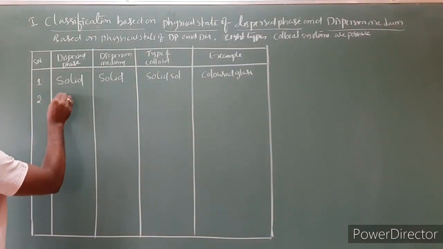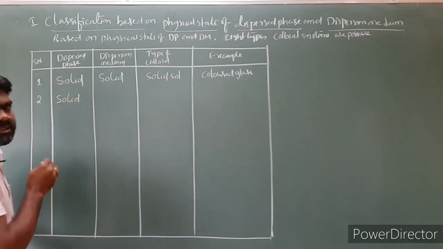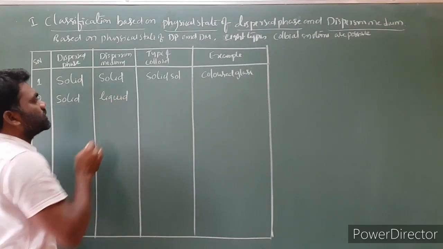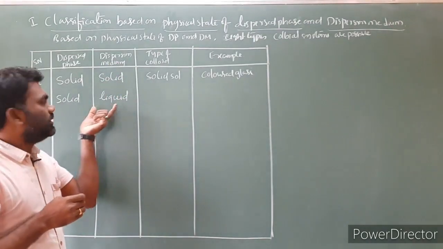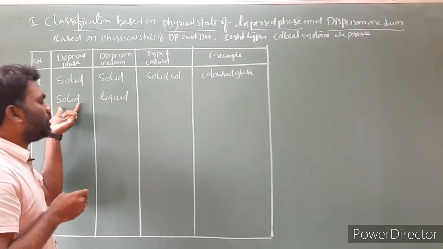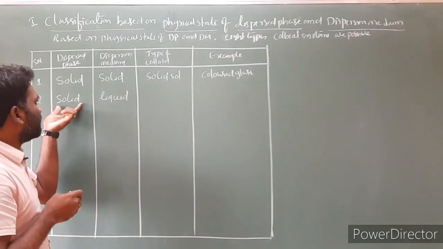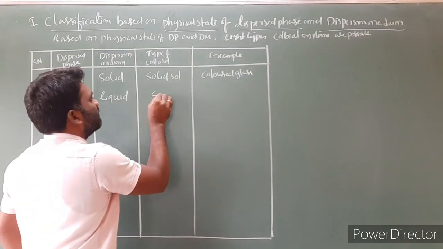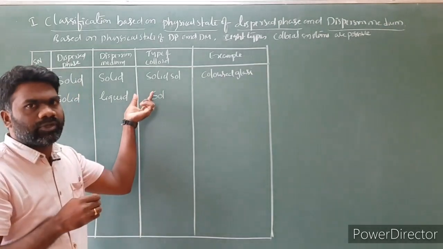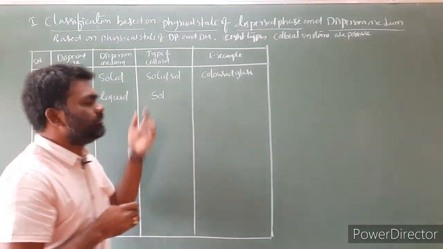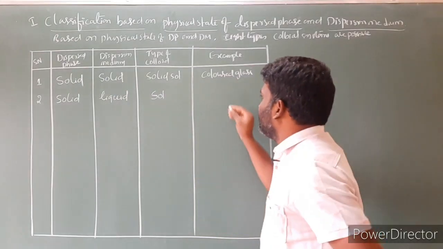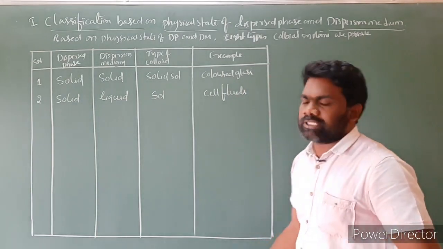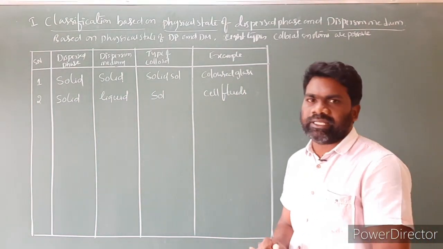This is the first category. And the second one is a solid dispersed phase, again a solid dispersed in a liquid. So the dispersion medium is liquid, and the dispersed phase is solid. Solid in liquid, we generally call as sols. Very, very important: solids in liquids we have to call sols. An example you can take is cell fluids. The cell fluids are an example of a solid in a liquid.